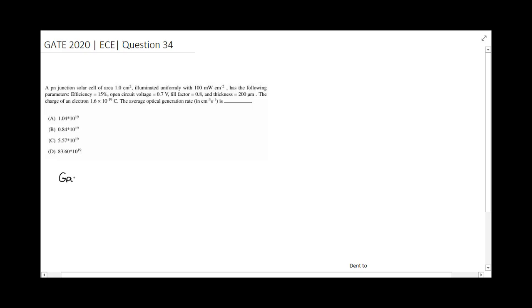Okay, so we define the average optical generation rate as the short circuit current over the charge into area into thickness. So let's take a look at the given data. So we have efficiency of 15%, open circuit voltage 0.7, fill factor 0.8 and thickness as 200 micrometer. The only value that we need to calculate the average optical generation rate is the short circuit current. Start by calculating the amount of input power.